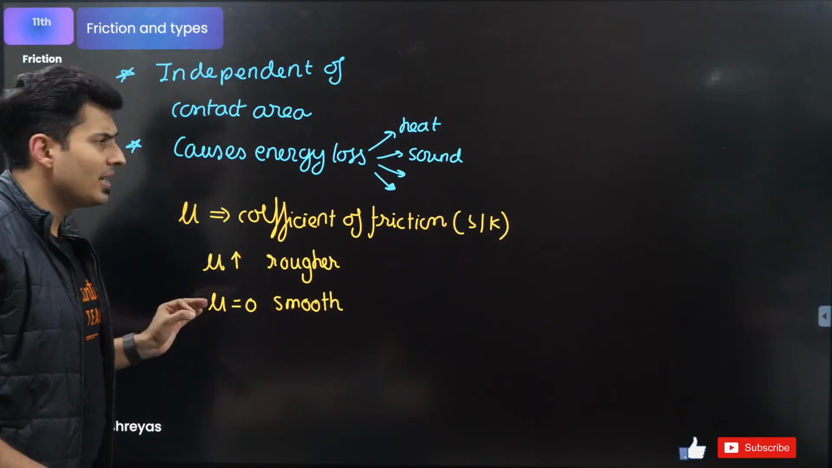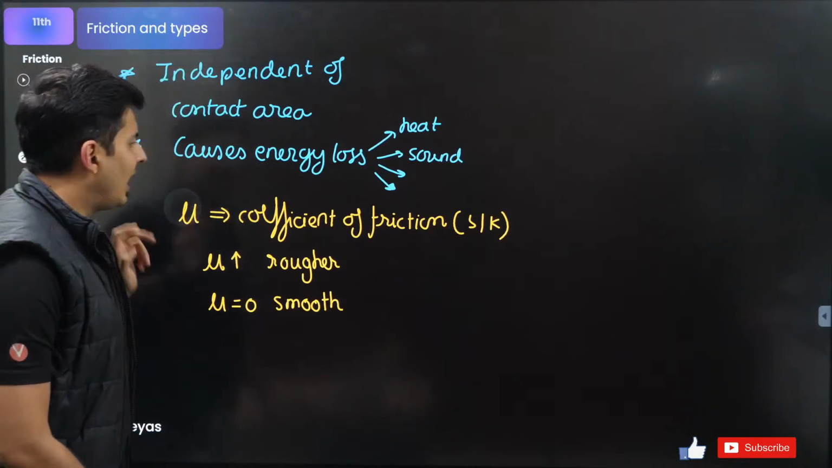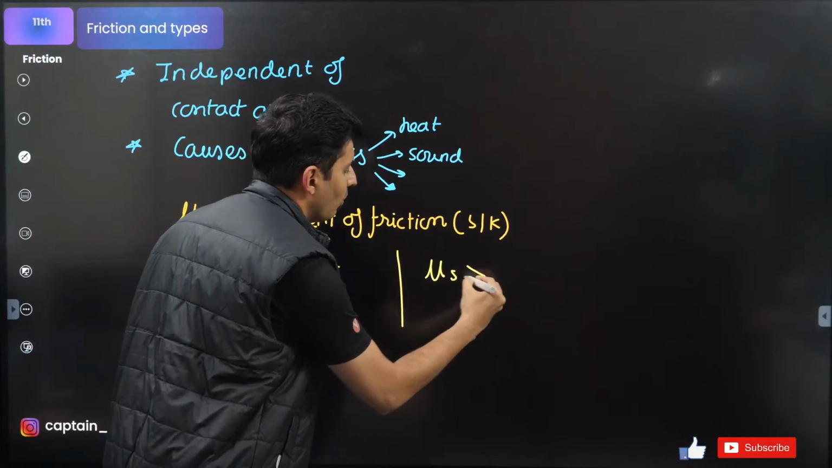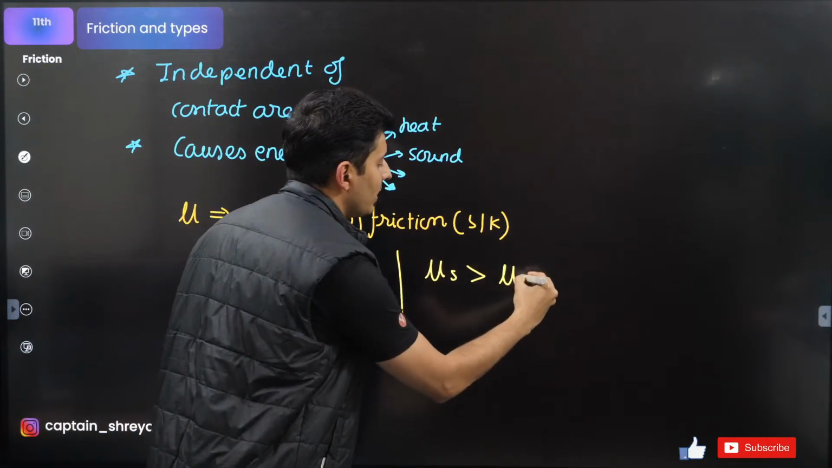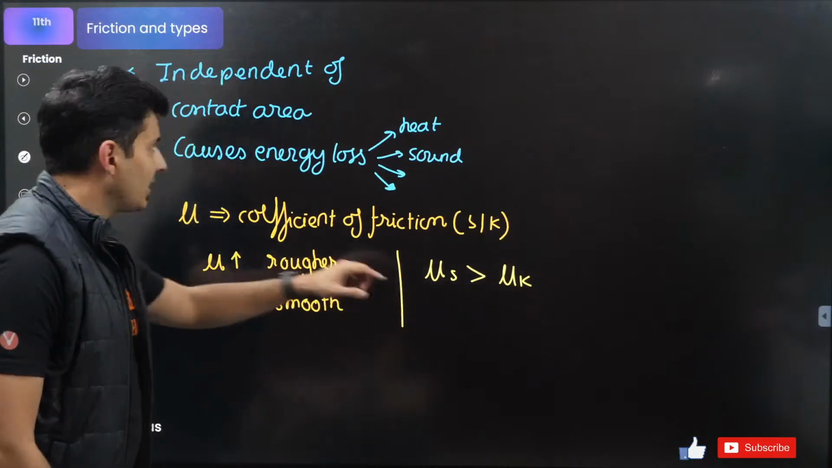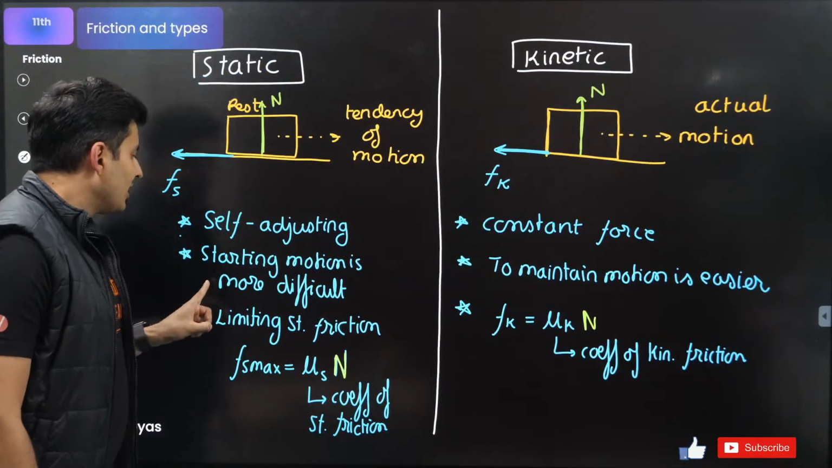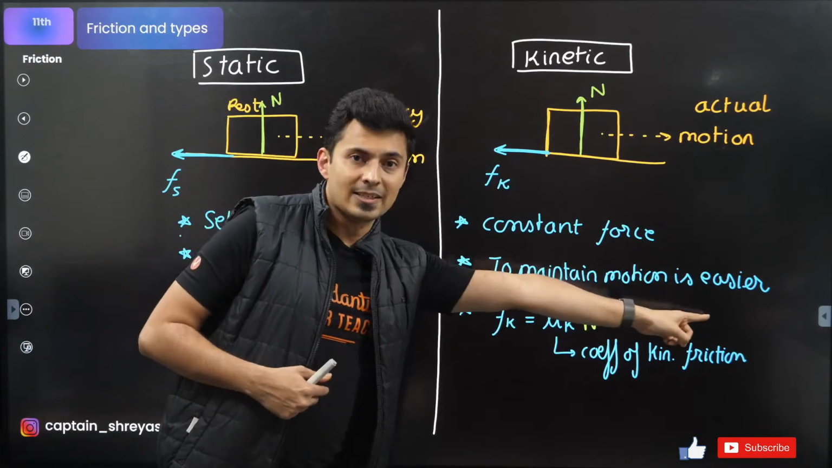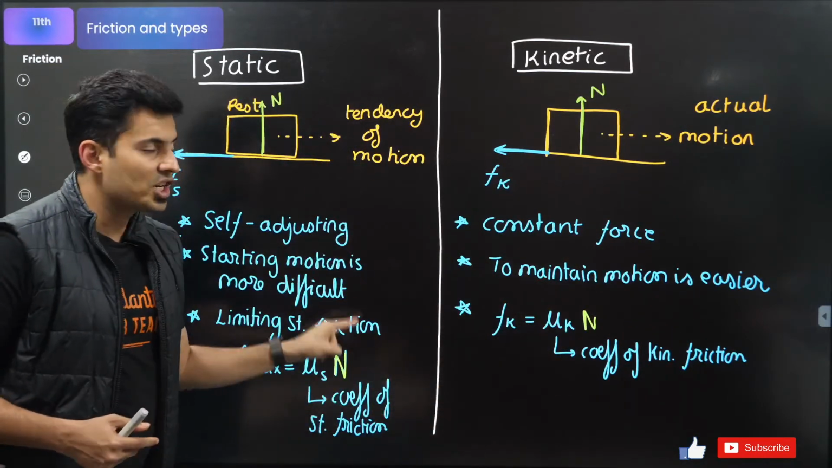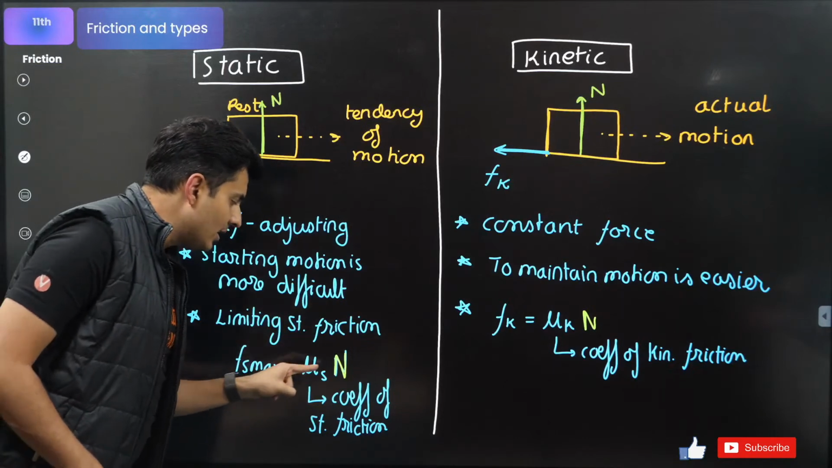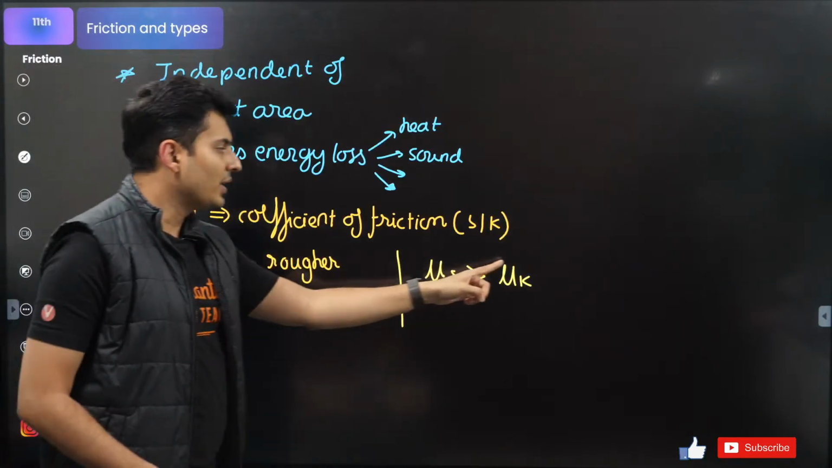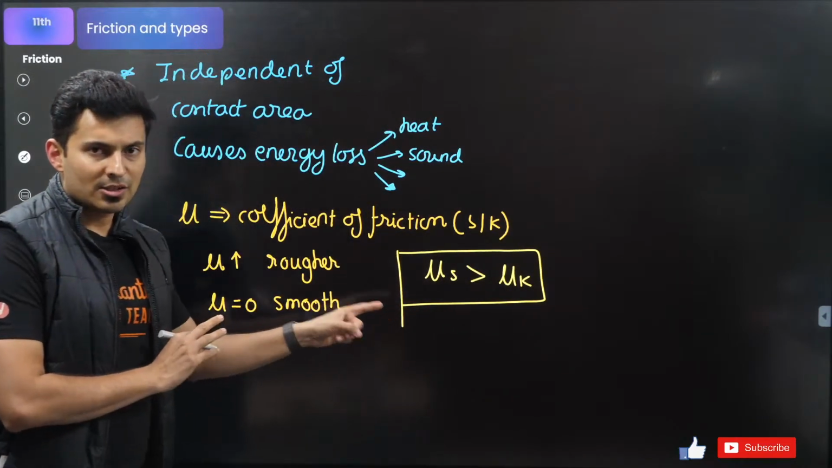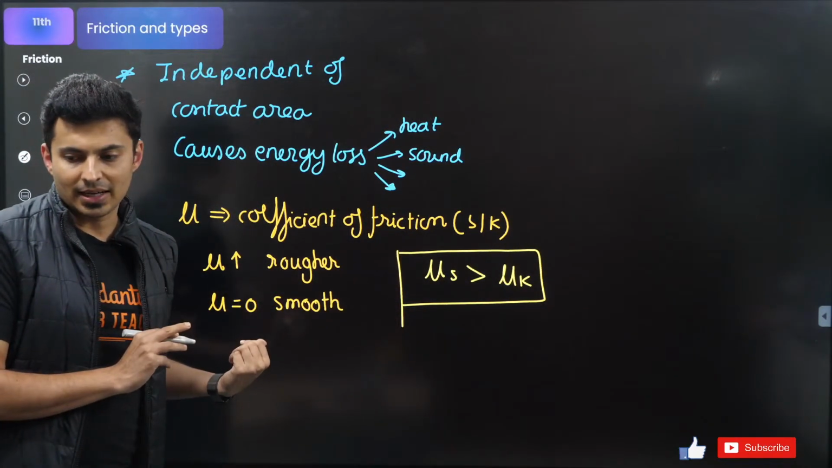Now usually you will see the value of mu s will be more than the value of mu k. Why is this the case? The answer lies over here. To start is difficult, to sustain or maintain is easier. Hence, kinetic friction coefficient is less than static friction coefficient. That's why you will see this to be true. This is simple, just based on that pointer mentioned on the previous slide.